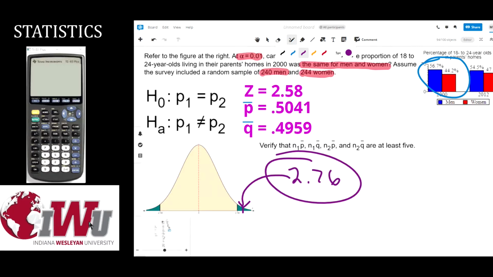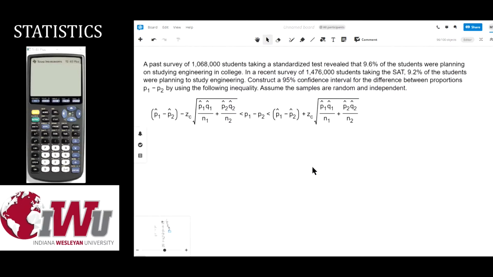Okay. And again, we used a little bit extra technology in there to do some of our tedious work. But let's do a proportion here using a confidence interval, or to calculate a confidence interval, let's take a look at one last example. All right, so here we go. We have a survey of students taking a standardized test, and it revealed that 9.6% of students were planning on studying engineering in college. In that survey of students taking the SAT, 9.2% of the students were planning to study engineering. So we want to construct a 95% confidence interval for the difference between the proportions.